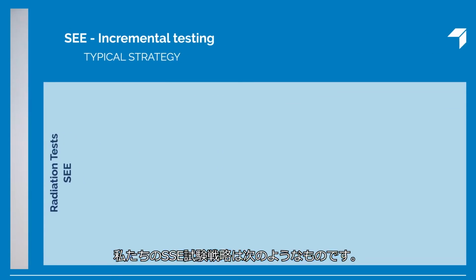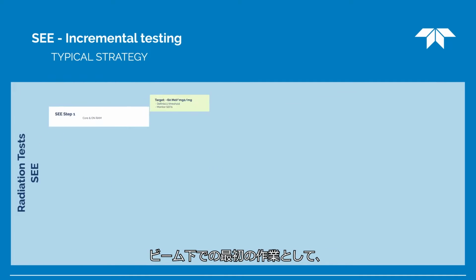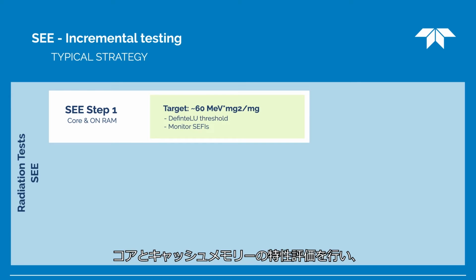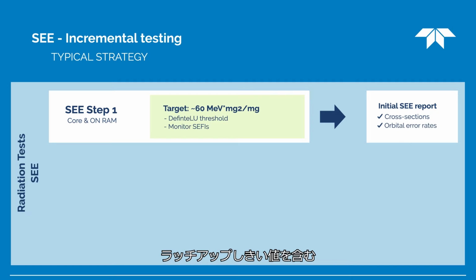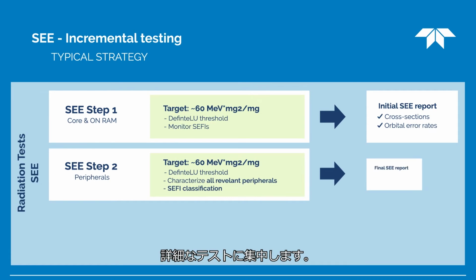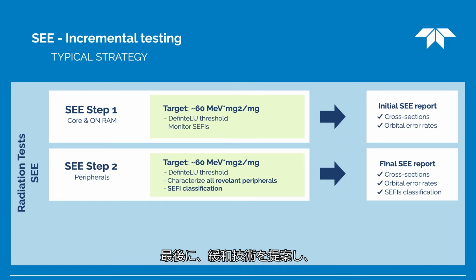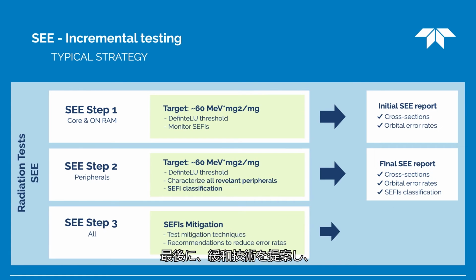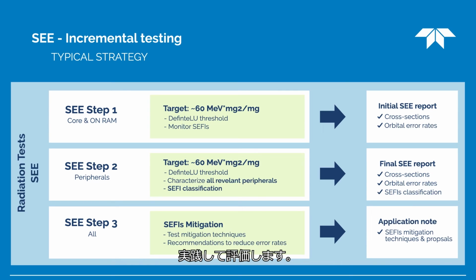Our SEE test strategy consists in characterizing the cores and cache memories in the first campaigns under the beam to get a view of the general performance, including latch-up threshold. Then, the following campaigns focus on the detailed testing of the peripherals. Finally, mitigation techniques are proposed and evaluated in practice.